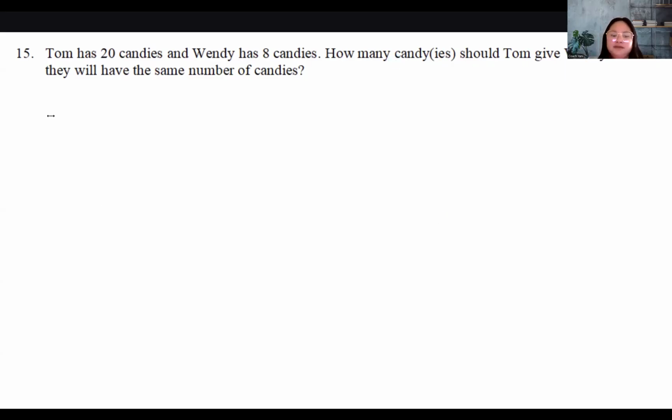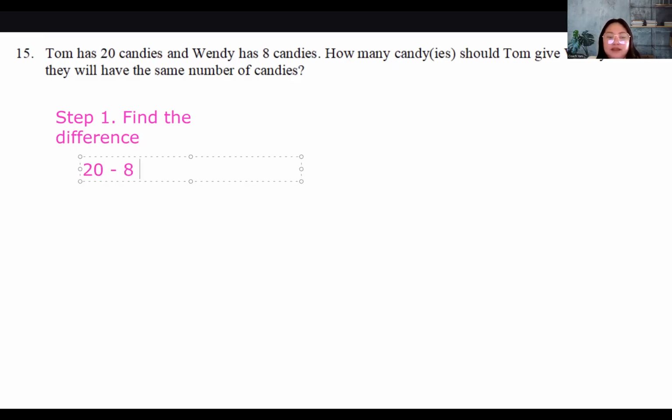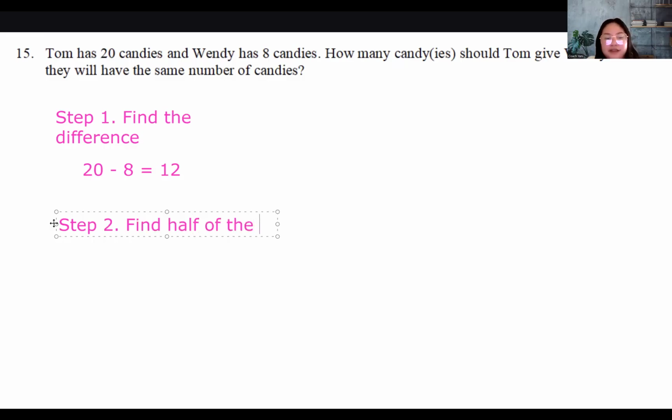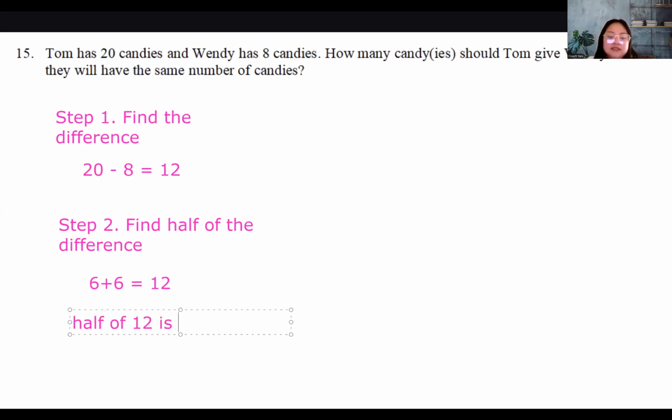So, step 1, all you have to do is find the difference. So, find the difference. That means 20 minus 8, you get 12. Step 2, you find half of the difference. So, your difference is 12. If you do 6 plus 6, that is equal to 12, right? So, that means half of 12 is 6. Whatever the half is, that is the answer.